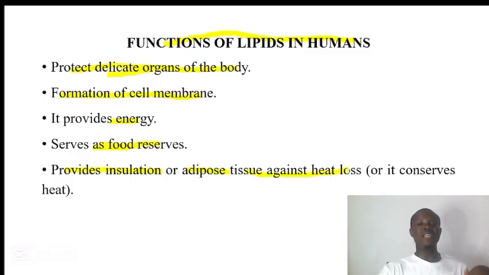We have a lipid layer in the hypodermis. That lipid layer, or those lipids in the hypodermis, prevent the loss of heat in order for us to maintain our normal body temperature, that is around 37 or around 36.5 degrees Celsius.